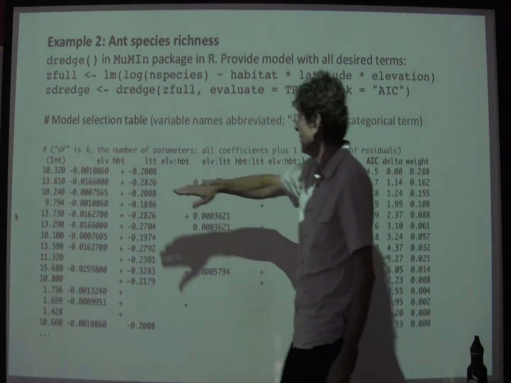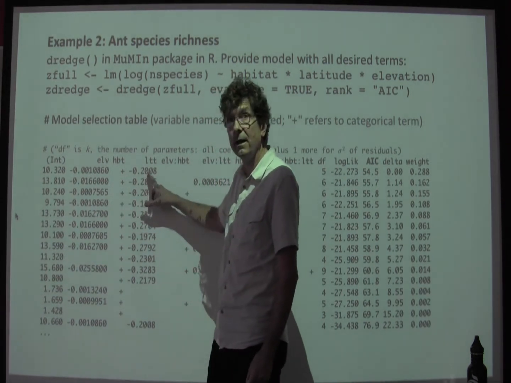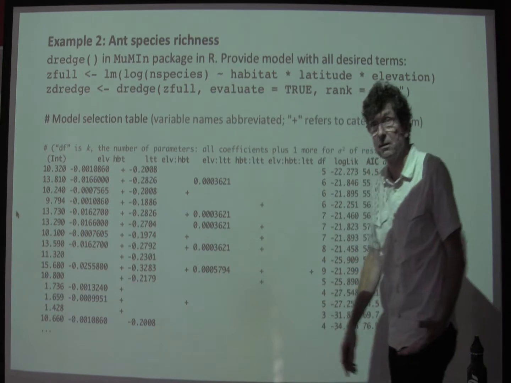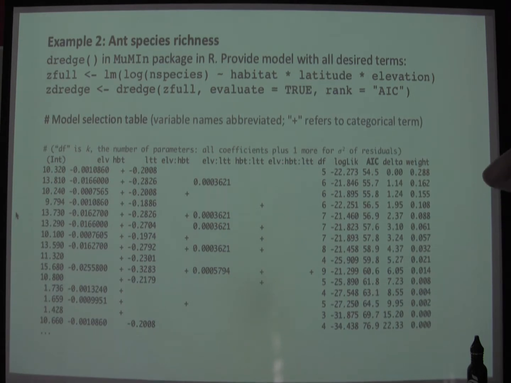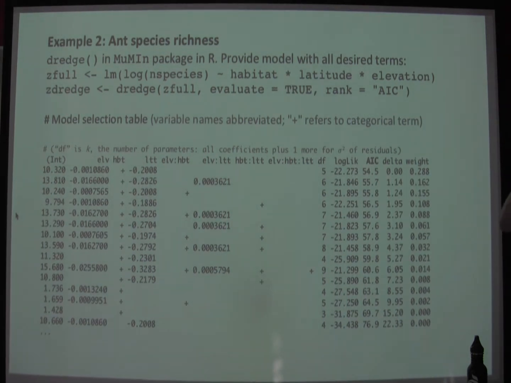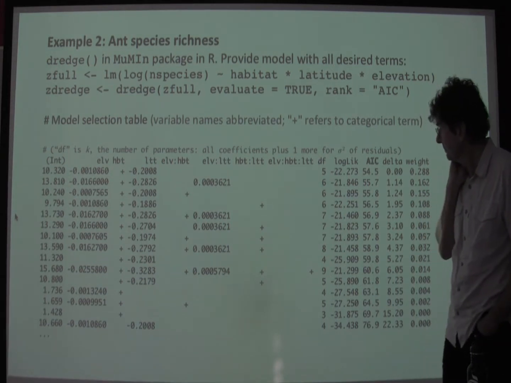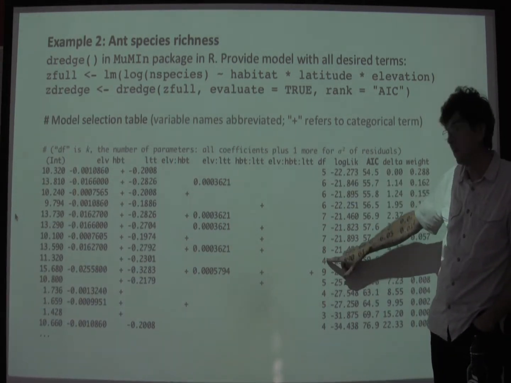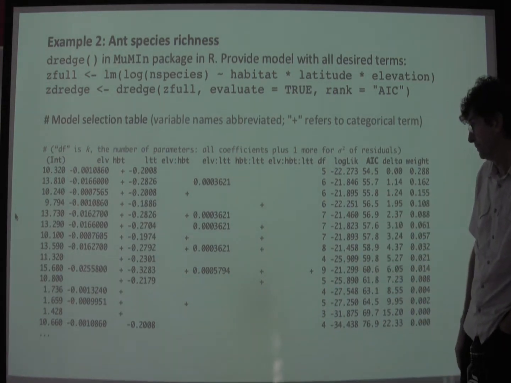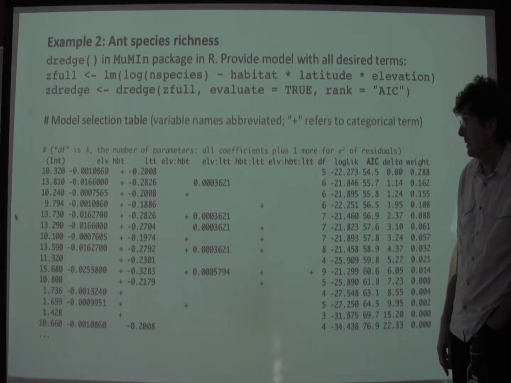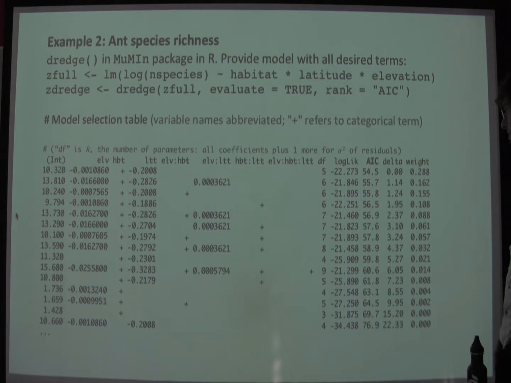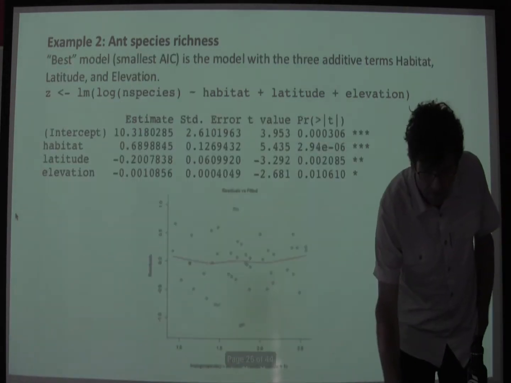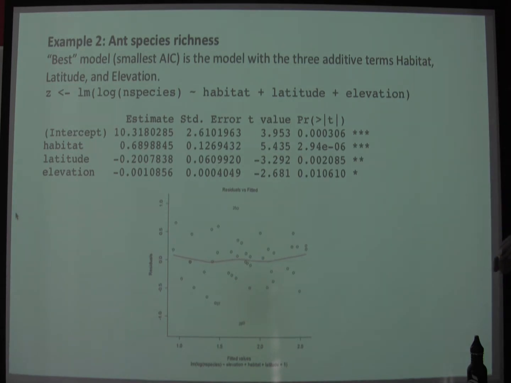And k is 5 for this model because there are three variables that entered the model, plus an intercept, which is another parameter to estimate. And the number is 5 because you also have to estimate the variance of the residuals. So that's counted as a parameter in this model. So the best model wasn't the simplest model. The simplest model fits just an intercept. It's not even on this page. So there's the best model. Habitat, latitude, elevation, no interaction.